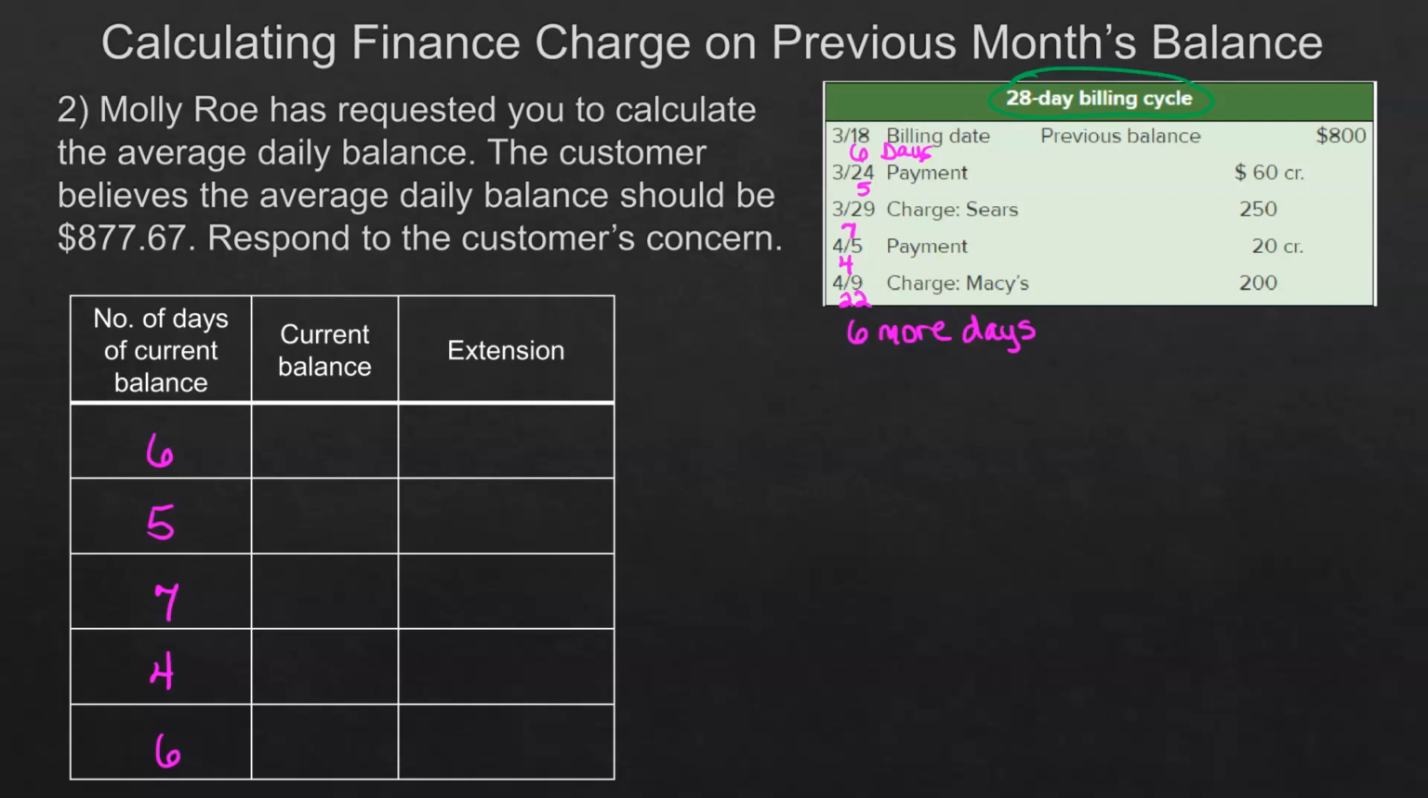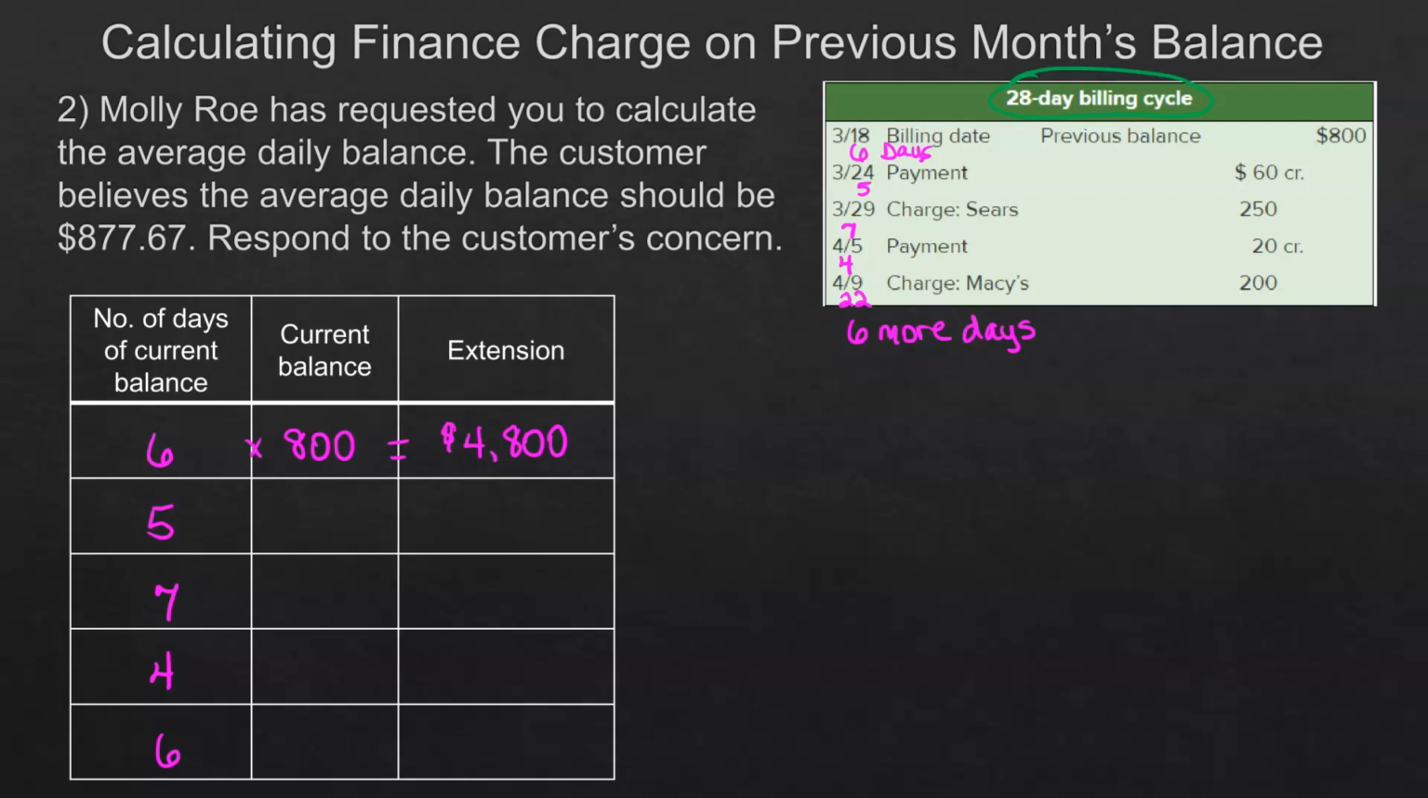Okay, so on the first one we started out with an $800 balance. So for 6 days it was $800. So that means that the amount for that period of days is $4,800. We simply multiply that to get what's called the extension.